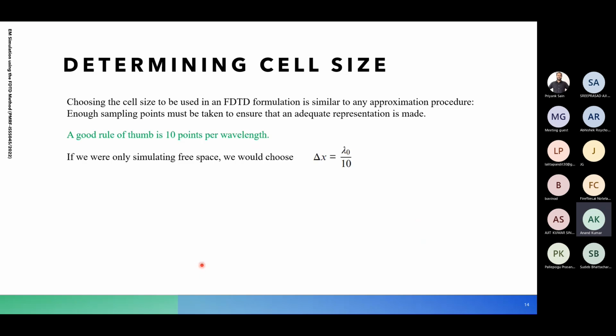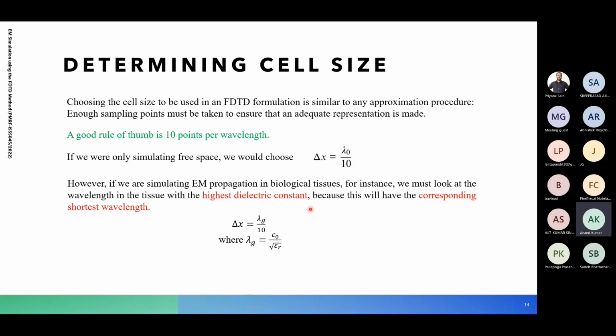For determining the cell size, we use this thumb rule that we need at least 10 points per wavelength. And in case of media with different dielectric permittivity, we choose the highest dielectric constant, and according to that, we calculate the wavelength, and then we determine the cell size.